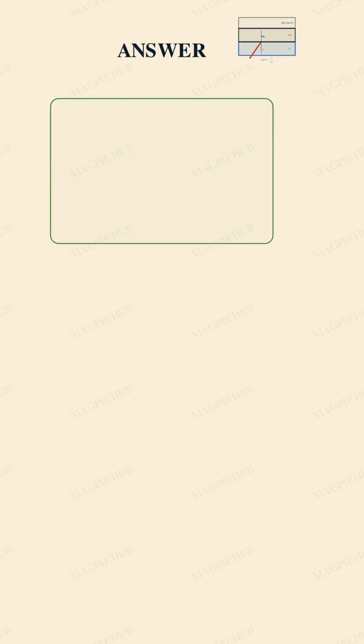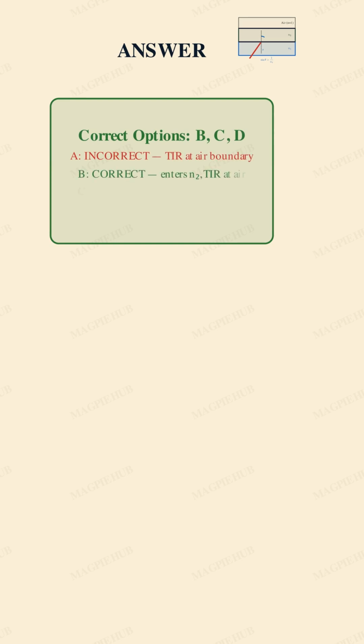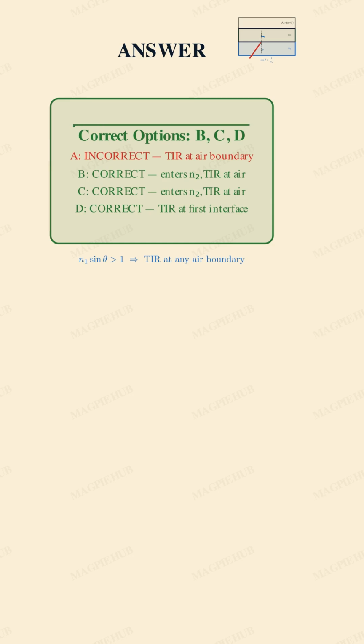Option A is incorrect because even when N2 equals N1, total internal reflection occurs at the air boundary. Options B and C are correct. The light enters N2 but undergoes TIR at the N2 to air boundary in both cases. Option D is correct. When N2 is 1, TIR occurs at the very first interface. The unifying principle is that N1 sin theta exceeds 1, guaranteeing TIR at any boundary with air.